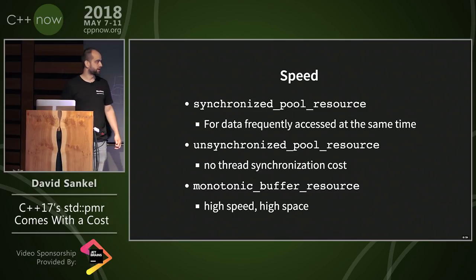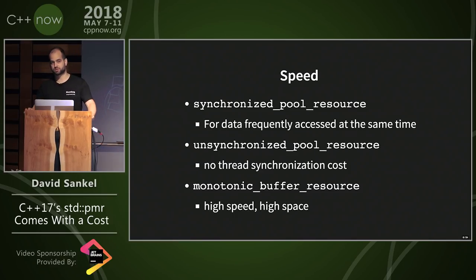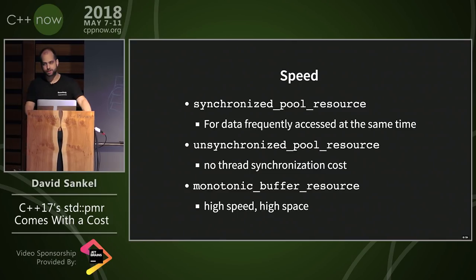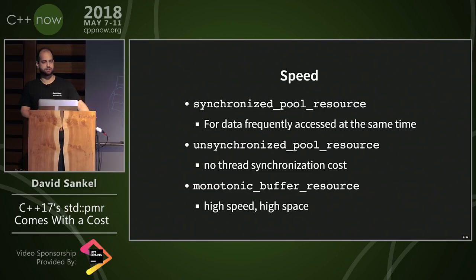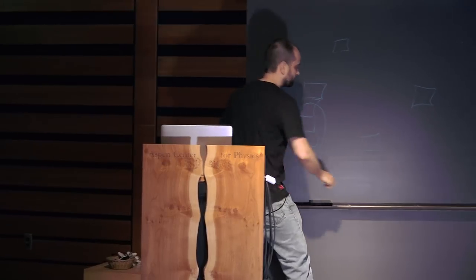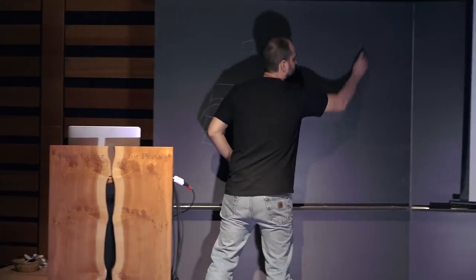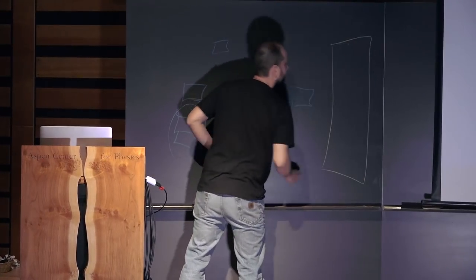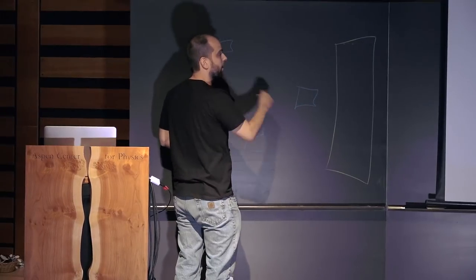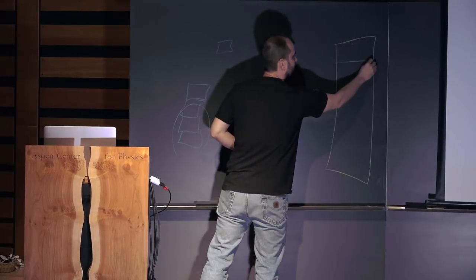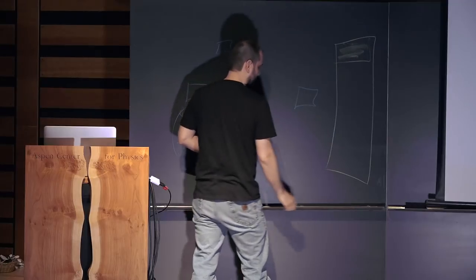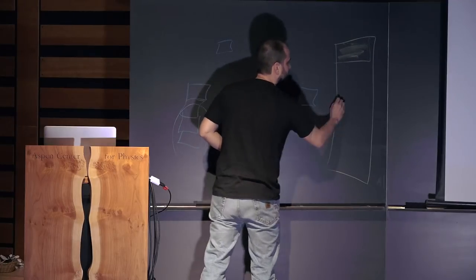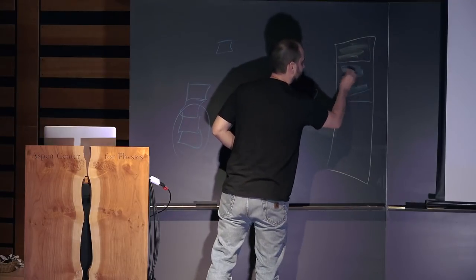And the third one is the monotonic_buffer_resource. What you get with this one is very high speed at the expense of a high amount of space usage. So if your memory access patterns fit this, it's wonderful to use. Basically, the idea is you have a chunk of memory, and I allocate something, and you just allocate it at the beginning of that memory. And then I want to allocate something else, so I allocate it right after that.